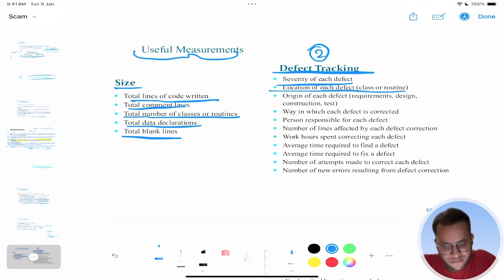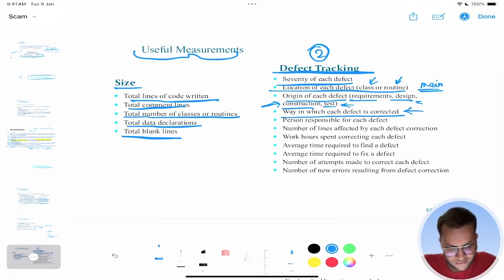Location of each defect, whether the defect is located in a class, or in a routine, or in a main function. Where is that defect located? Third, origin of each defect: requirements, design, construction, test. That is, where the defect arises from, whether it is a requirement defect, a design defect, a construction defect, or a defect that happened during the testing phase. Then, the way in which each defect is corrected. Now, how can we correct the defect? By testing, and when we test, we get to know where the defect is, and then we correct it.